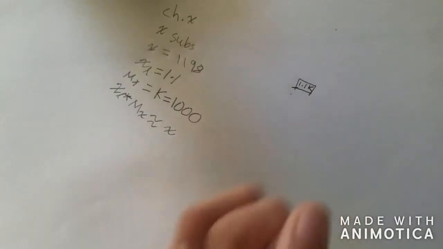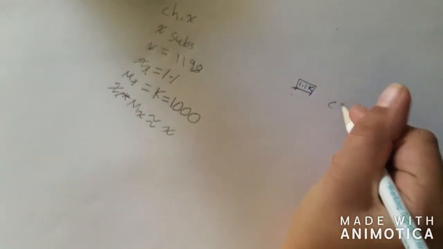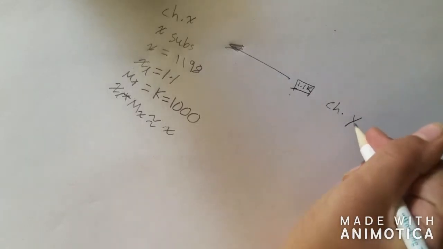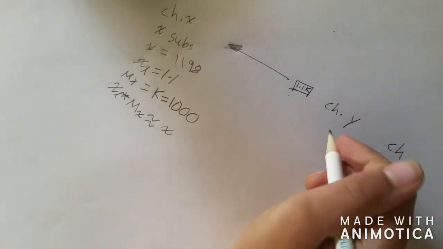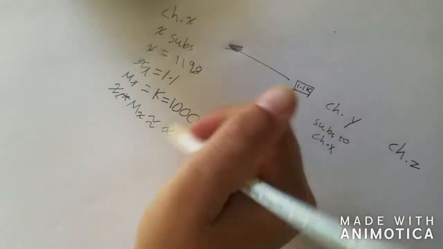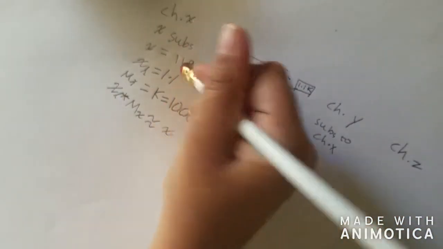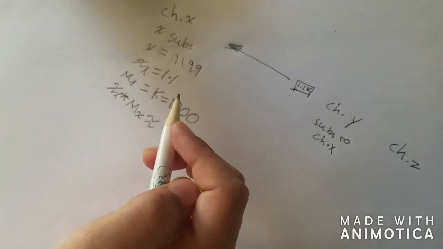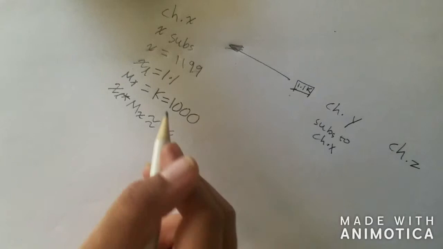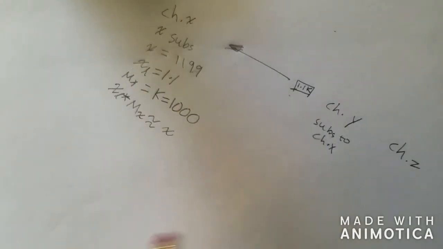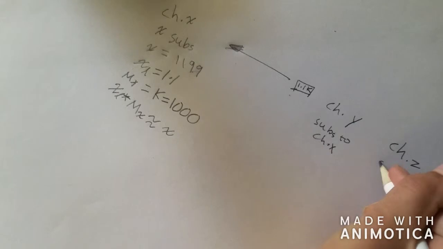Now let's say we have channel Y and channel Z. Channel Y subs to channel X, and this number goes up, but you can't see that. You can't see that number went up from just XL and MX. It still looks exactly the same to you until channel Z subs to channel X.